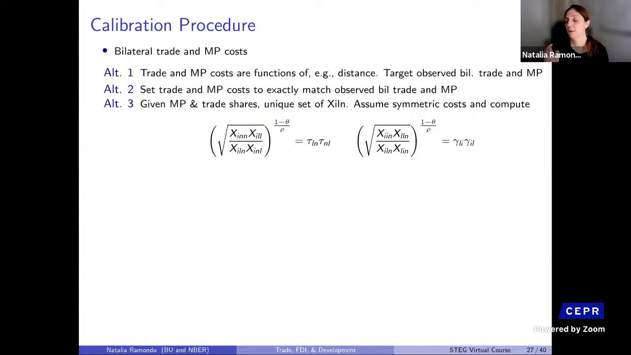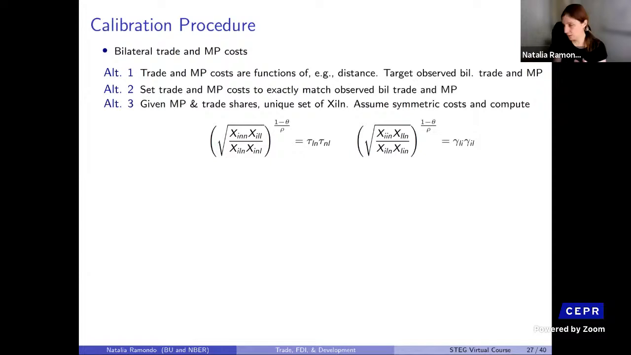Another way of going is to just find these wedges. The taus and the gammas are the wedges that match exactly what you see in the data. So you have this big matrix of parameters and you just match exactly the data. The third alternative, particular to this model, is that if you have the aggregate bilateral shares, we show in the follow-up paper that there is a unique set of these trilateral flows. So if you're willing to assume that trade costs and MP costs are symmetric, you can compute them from these trilateral flows.